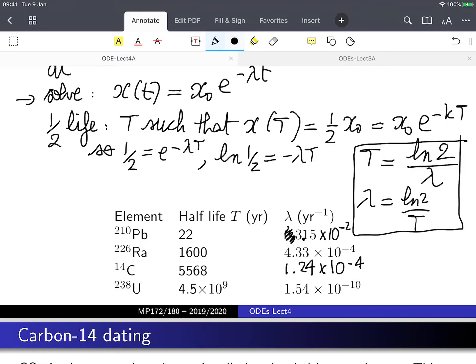Can't find it now. PD, that's not it. Mercury, no. PB 210. Oh, they don't have it. They have 206, 207, 208. Okay. Radium.